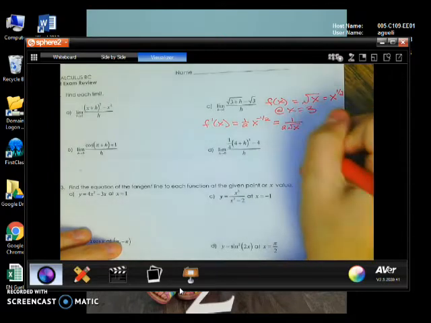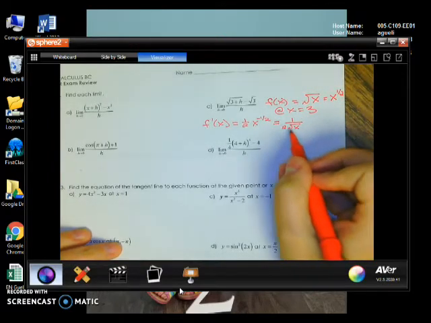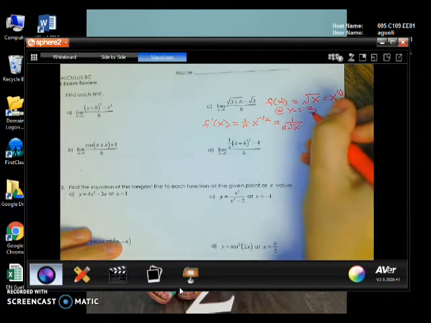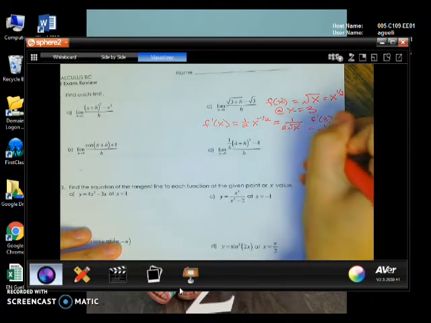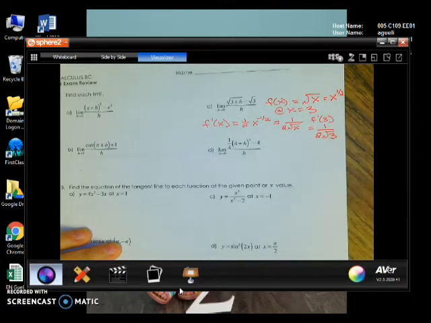And now I'm going to evaluate that at x equals 3. So when I evaluate the derivative at 3, I get 1 over 2 radical 3, and you're done.